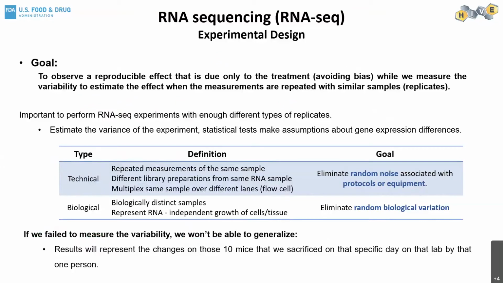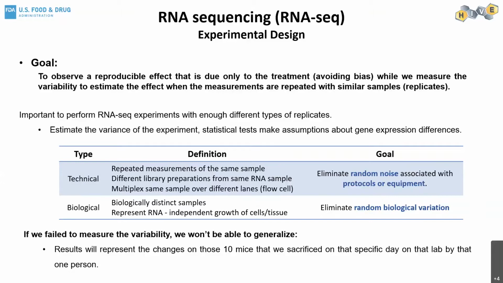So for the experimental design, I'm not going to go into much detail. I'm going to focus on the bioinformatics part, but we just have to remember that the goal of the RNA-Seq analysis is to observe a reproducible effect that is due only to the treatment, trying to avoid bias, while we measure the variability of the experiment to estimate the effect when the measurements are repeated with similar samples. This is done with the use of replicates. So it becomes really important to perform these experiments with replicates. They will help us to estimate the variance of the experiment, and the statistical tests will make some assumptions about the gene expression differences by removing this bias.